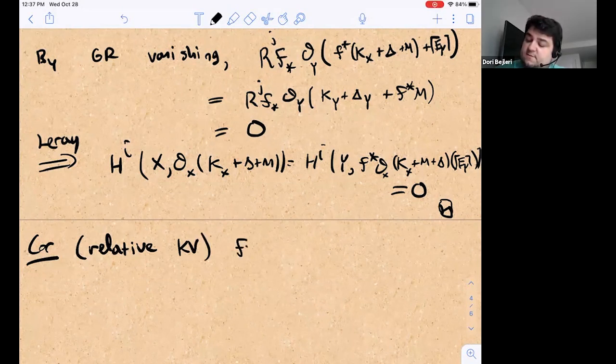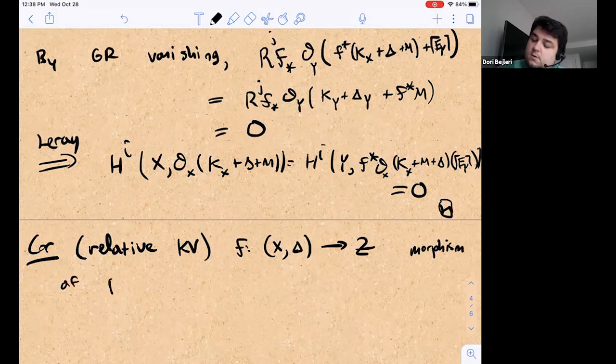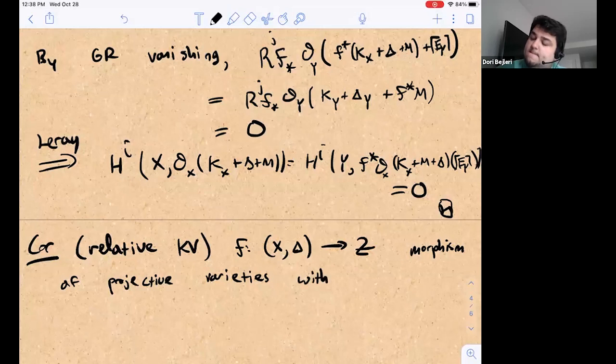So let's say that f, and I'll start using this notation that comes up a lot, let's say that f from (X, delta) to Z is a morphism of projective varieties with (X, delta) KLT.